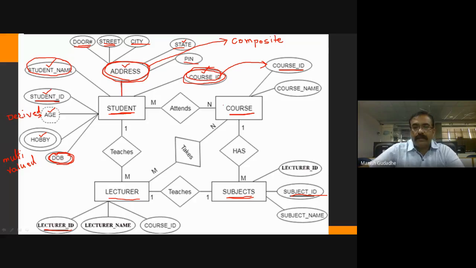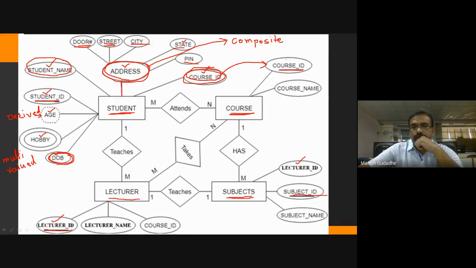Coming back to this again, course is defined with course ID, course name. Lecture is defined with course ID, course name, and lecturer name and course ID. Whereas subject is defined with subject ID as a primary key, lecturer ID, and subject name. Now, what you can observe is the primary key of lecturer, that is lecturer ID, is appearing here also.